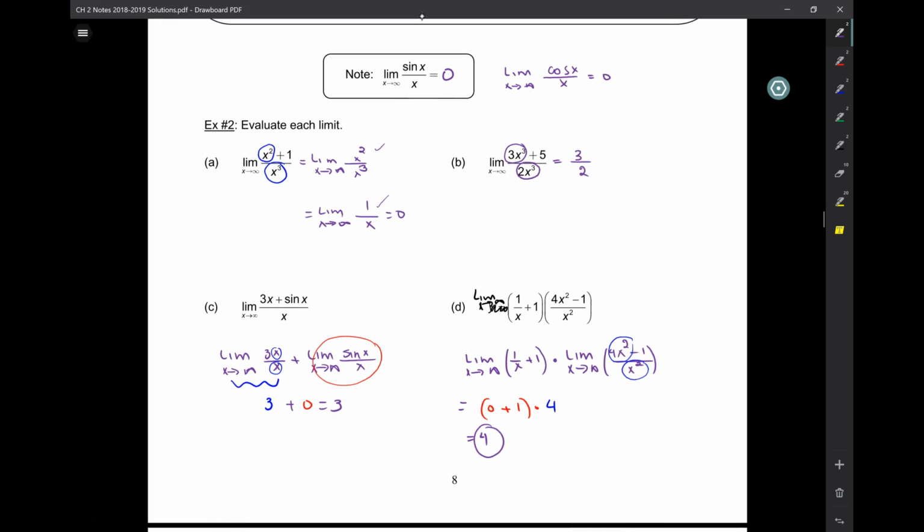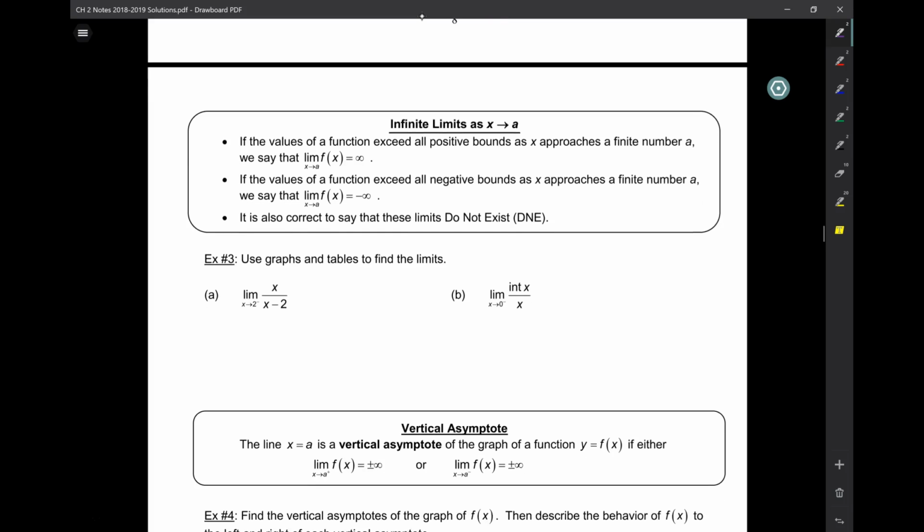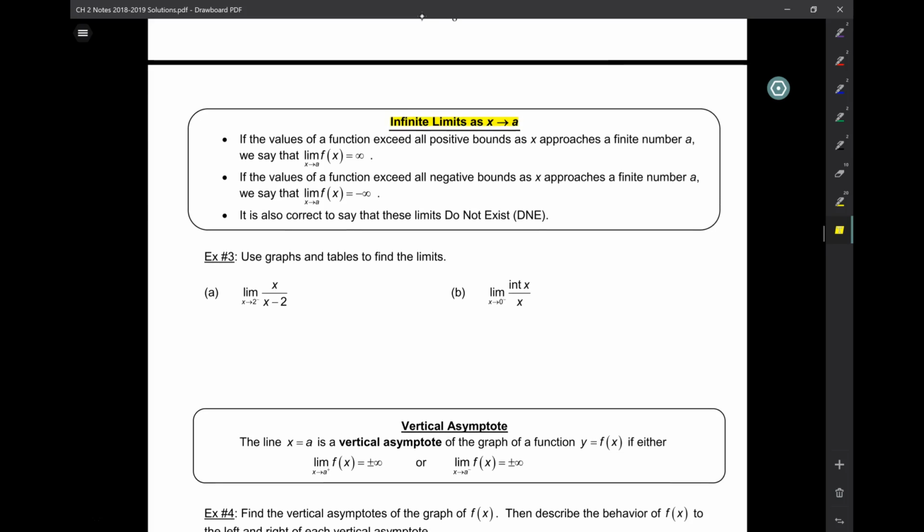Okay, so this was when we were letting x's go to infinity. All right, what if x approaches a number, like x approaches 2, but the value goes to infinity, right? So that was infinite limits at infinity. This is infinite limits. It's the same words, but different order. Infinite limits as x approaches a.